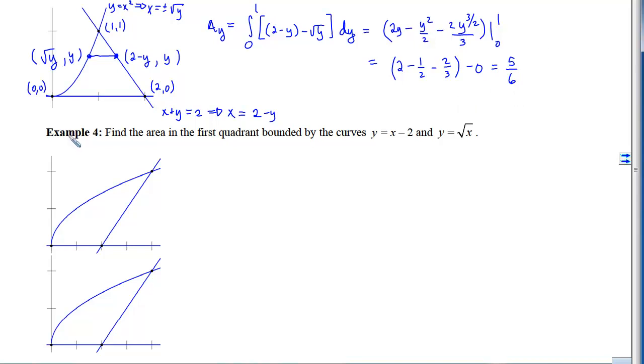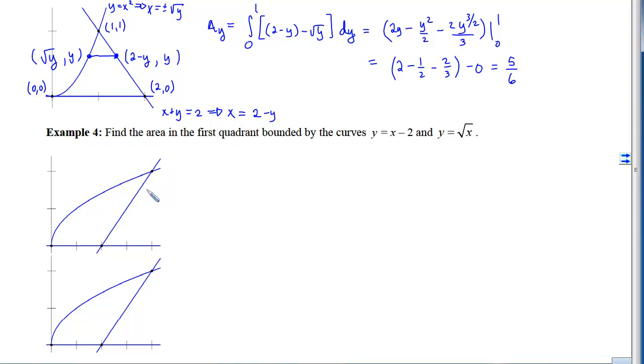Notice we got the exact same answer as when we cut it vertically, only this time we only had one integral to use. So example 4 now, we want to find the area in the first quadrant bounded by the curves y equals x minus 2 and y equals the square root of x. And you'll see that I gave you 3 versions. That's because we're going to do 3 different techniques to find this area.